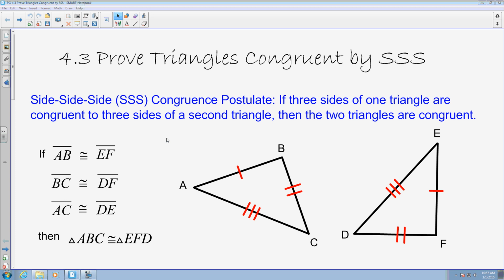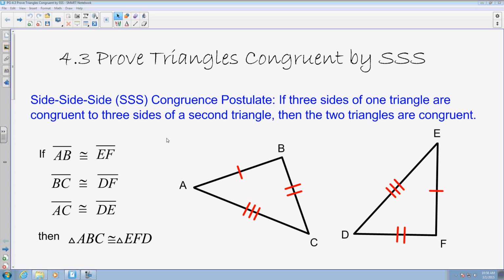So if we look at it and say, in this particular instance, if AB is congruent to EF and BC is congruent to DF and AC is congruent to DE, then we can make the conclusion that triangle ABC is congruent to triangle EFD. Okay, because what we talked about in 4.2 when we talked about corresponding sides. So we have to make sure that the corresponding sides fit the true statement that we're trying to make.